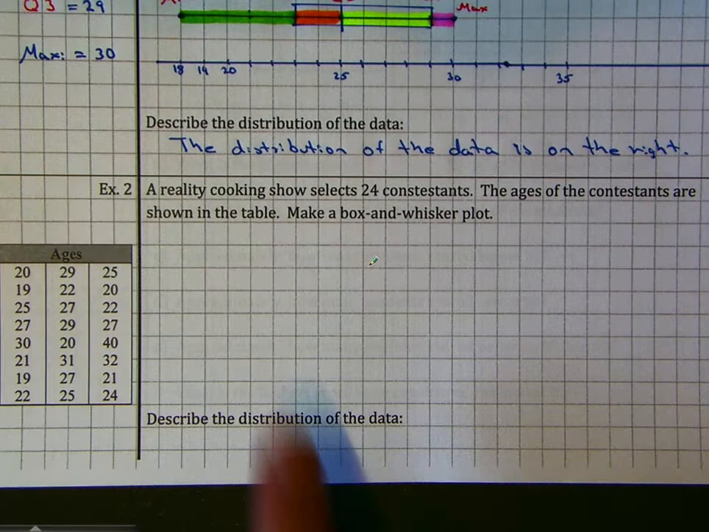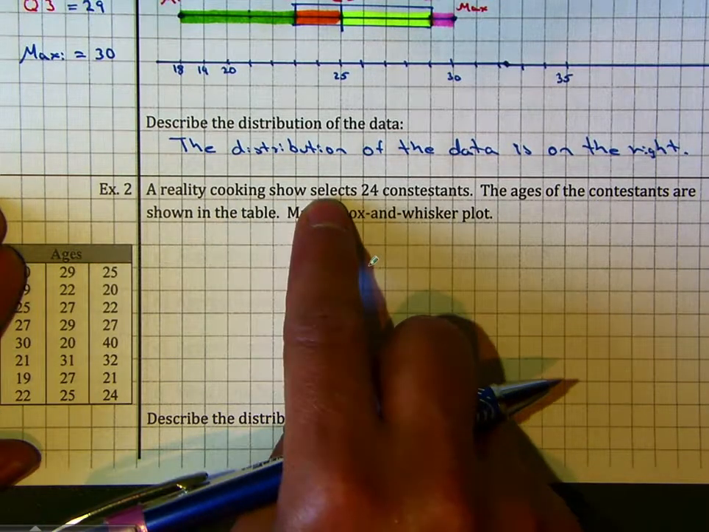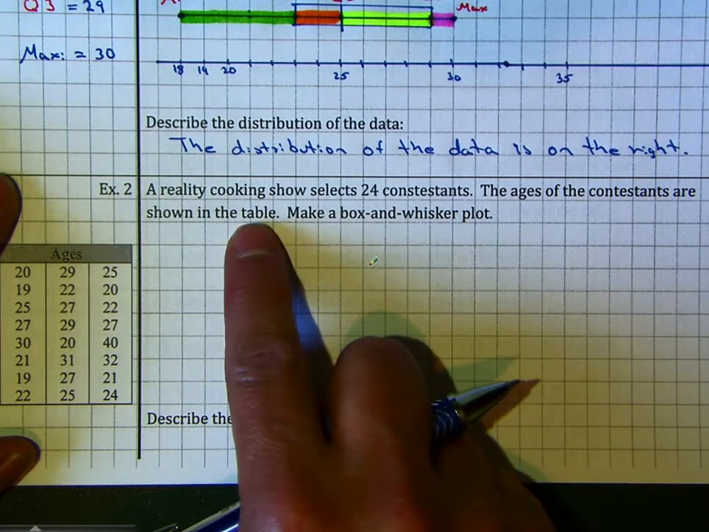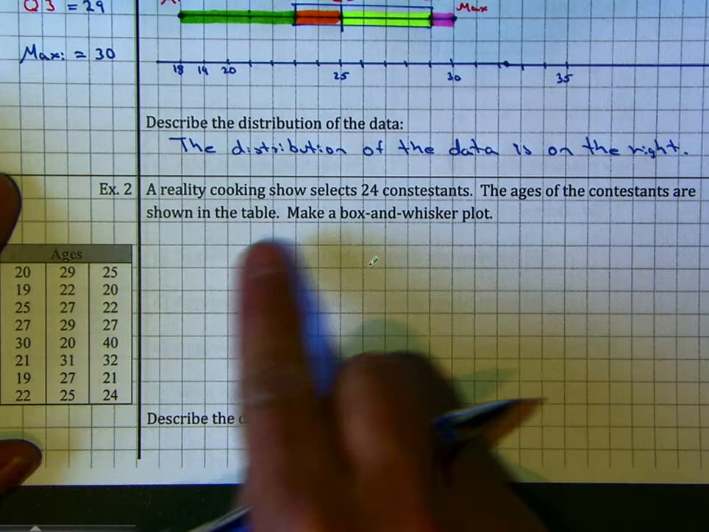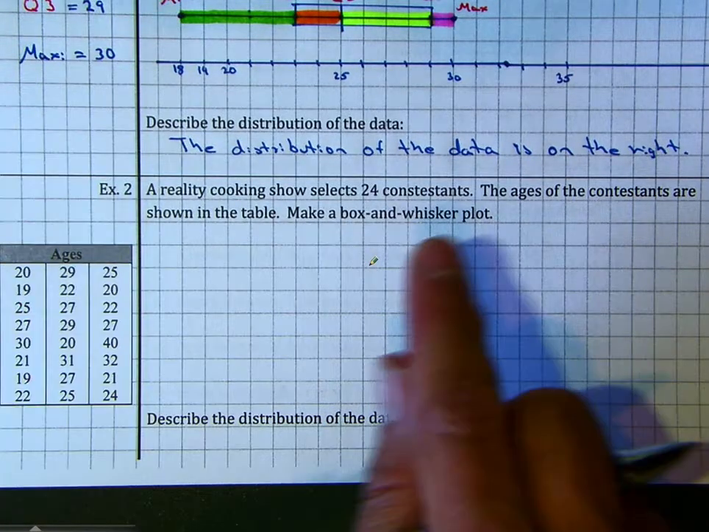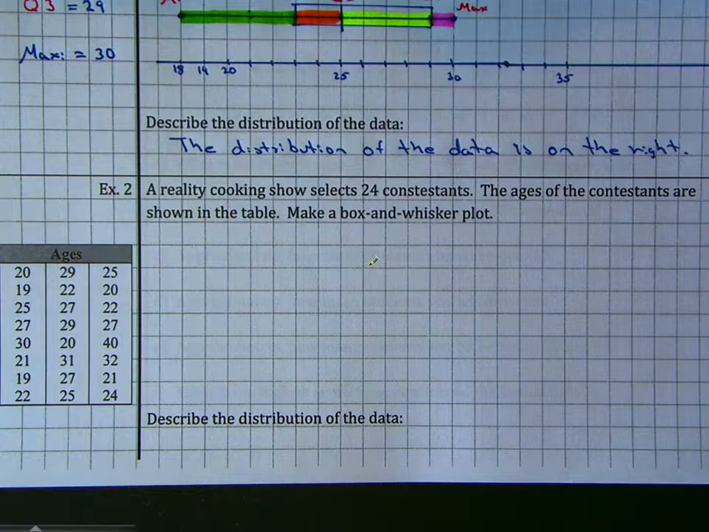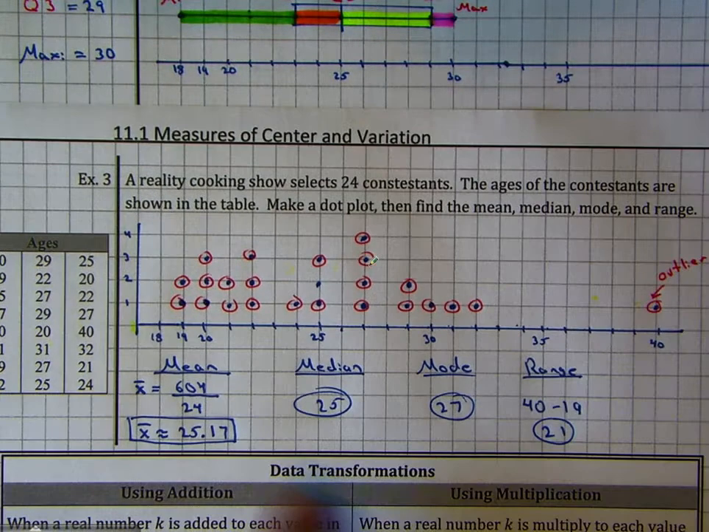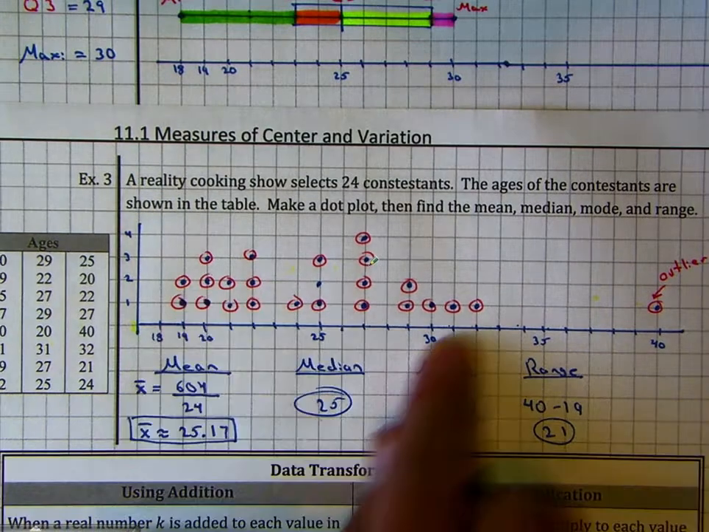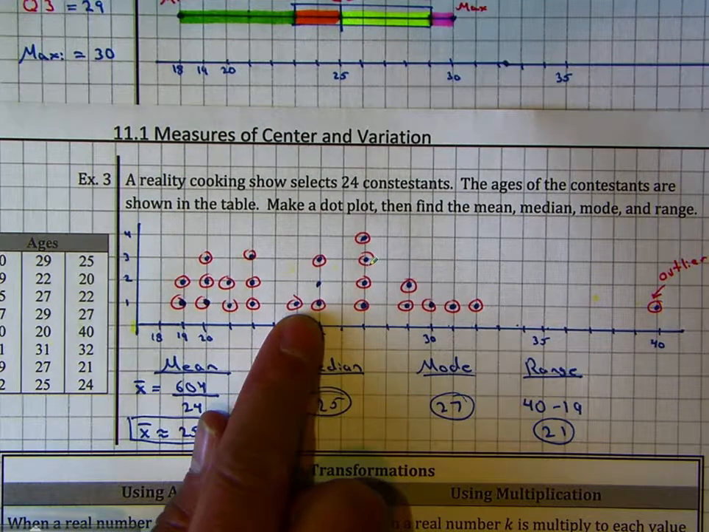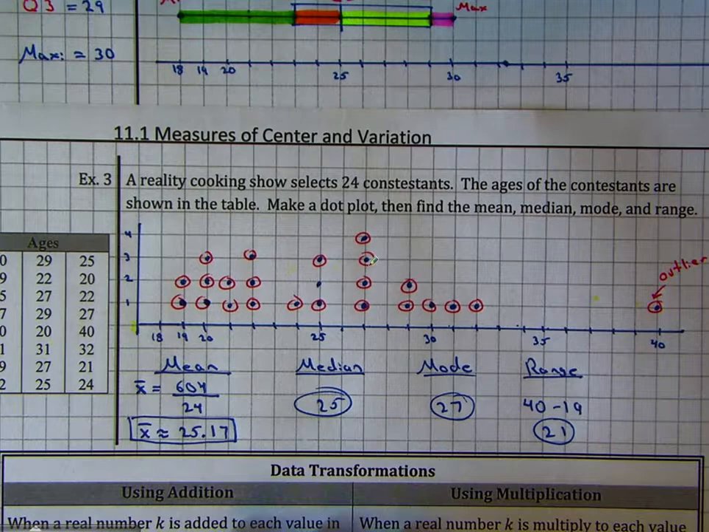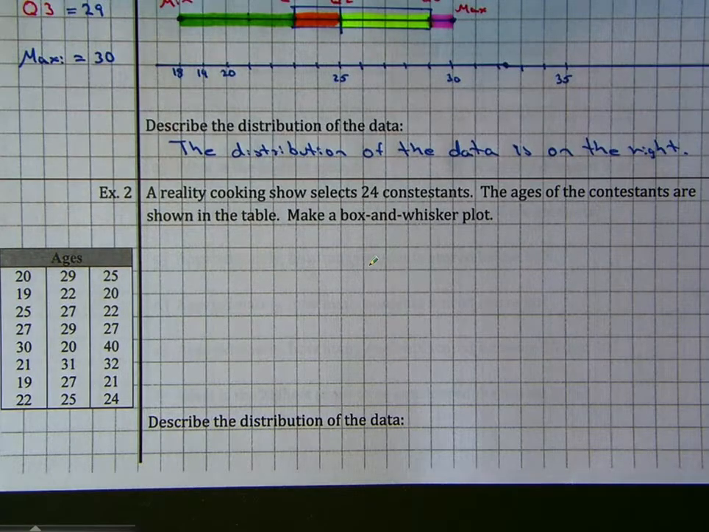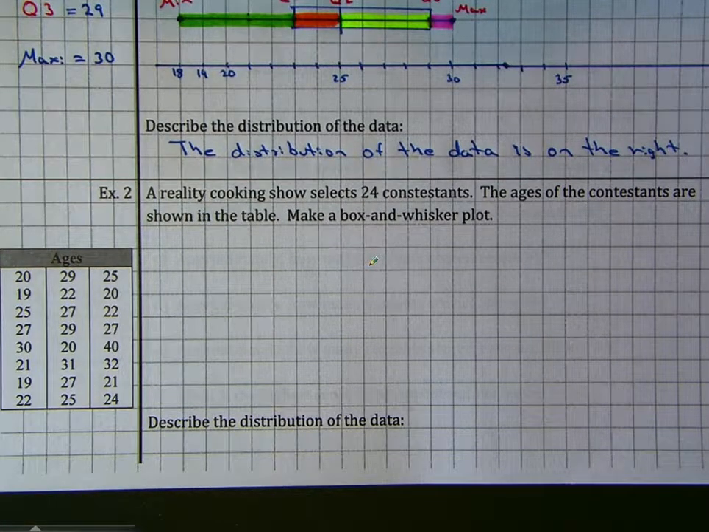Excellent. So a reality cooking show selects 24 contestants. The ages of the contestants are shown in the table on the left. Make a box and whisker plot. Now, if you guys remember on the last lesson, we used the same data, but now we use what we call a dot plot. A dot plot is very useful as well in statistics to be able to represent the data. So now we have 2 different types of representations. We'll come back and compare them both. So for now, let's do a box and whisker plot.